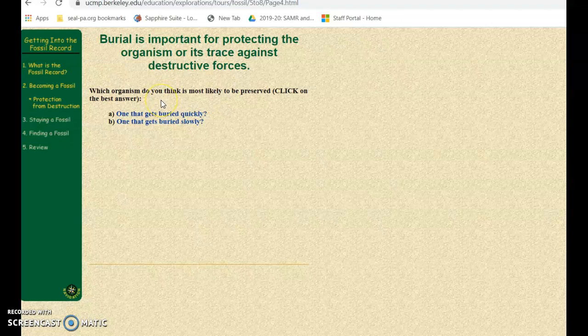Now we know that organisms will begin to decompose. And what causes living things to decompose, which will happen to us eventually when we die, are tiny organisms like bacteria, and they break down our body. So which do you think would most likely be preserved? One that gets buried quickly, one that gets buried slowly? If you said A, that is correct.